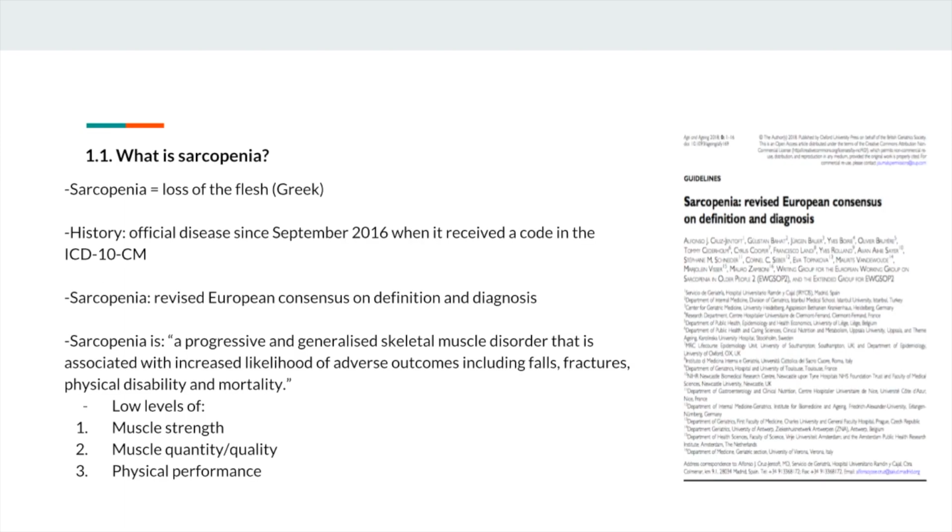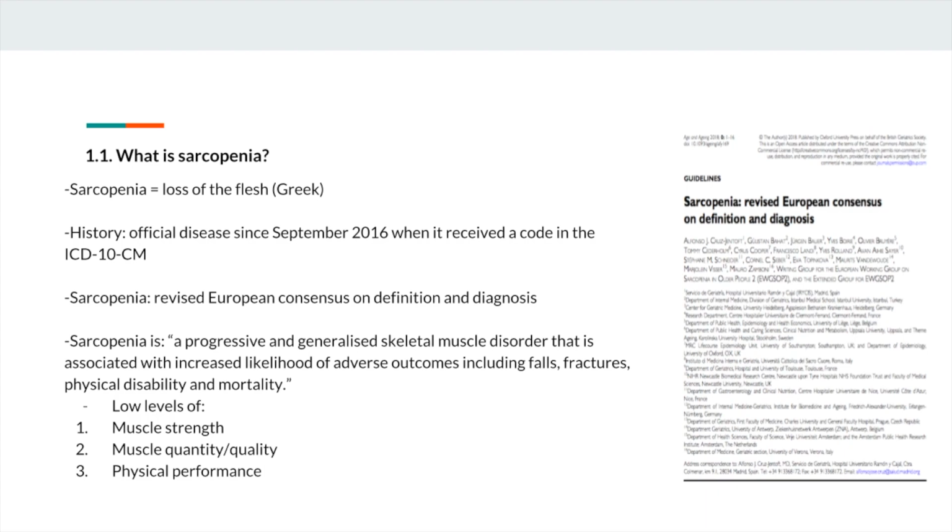What is sarcopenia? The word sarcopenia comes from the Greek language and means loss of flesh. It was declared as an official disease in September 2016 when it received a code in the ICD-10 CM. The Revised European Consensus on Definition and Diagnosis, published in October 2018, established a new definition of sarcopenia and discussed some crucial topics such as characteristics of sarcopenia, the algorithm used in diagnosis, and the cutoff points for measurements.